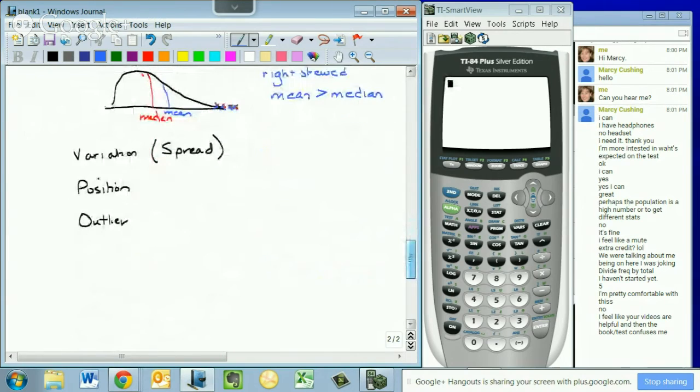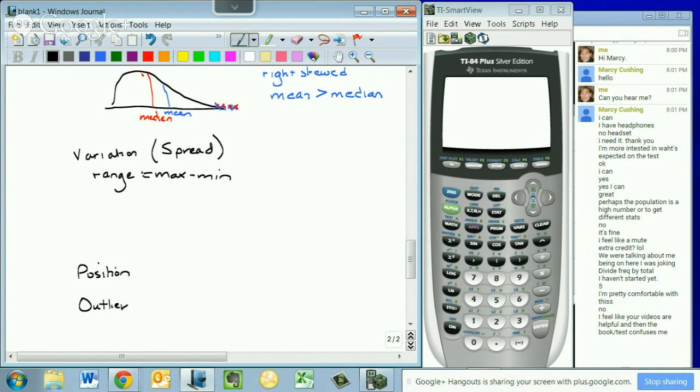All right, moving on to variation and spread. The basic idea with that is that we want to get an idea of if the values are really clustered around the center of a data set or if they're all spread out. The most basic measure of variation is called the range, which is just the max minus the min. Maximum value minus the min.